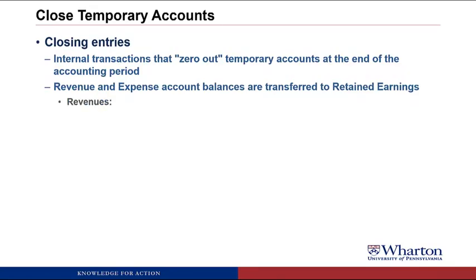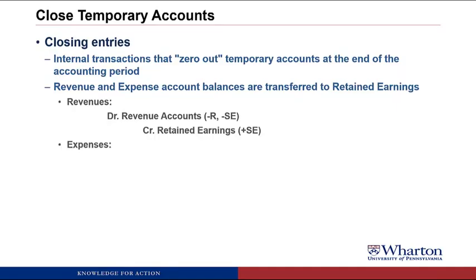So the way the entries look is for revenues, we want to zero out the revenue account. Revenue accounts have credit balances, so if we debit them, we're going to zero them out. And then we credit retained earnings, which moves the balance from revenue into retained earnings. For expenses, expenses have debit balances. To zero them out, we want to credit them, so we credit expense accounts and debit retained earnings. And notice in both cases, we're not creating any new stockholders' equity. We're just transferring it from one type of account to another, from the temporary accounts to the permanent account retained earnings.